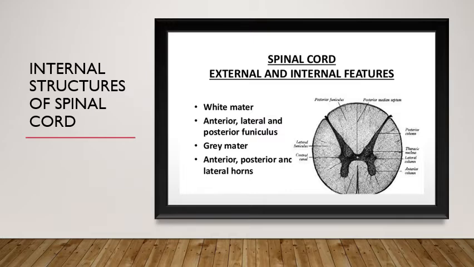Now let us understand the internal structures of the spinal cord. As we are seeing in this image, when we take a transverse section of the spinal cord, we can very clearly see that it is composed of gray and white matter. जो यहाँ पर है gray matter, surrounding में जो है white matter.